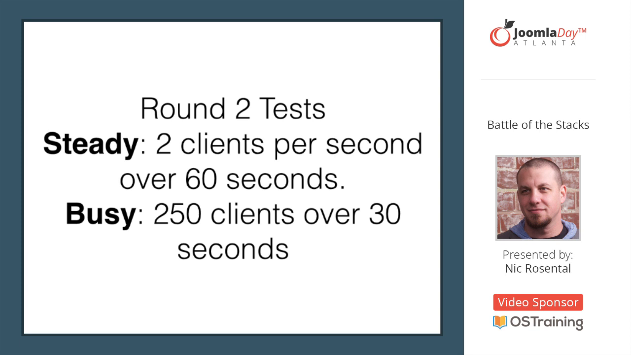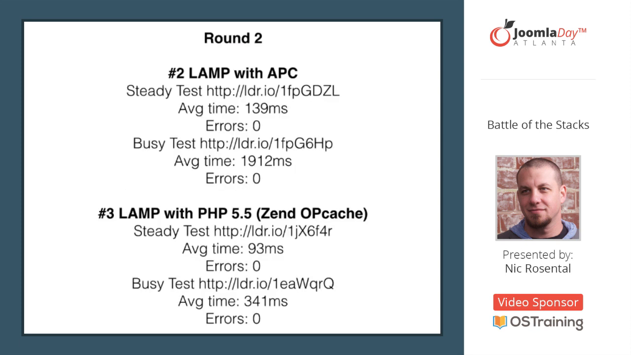LEMP with APC against LEMP with PHP 5.5. It's actually 5.5 blows it out of the water. On the steady test, they both perform pretty well, very good response times. But on the BC test, the APC goes to almost 2 seconds response time, and LEMP with PHP 5.5 stays at 341 milliseconds. I think there's no question about that. It's a huge improvement that you get with 5.5.